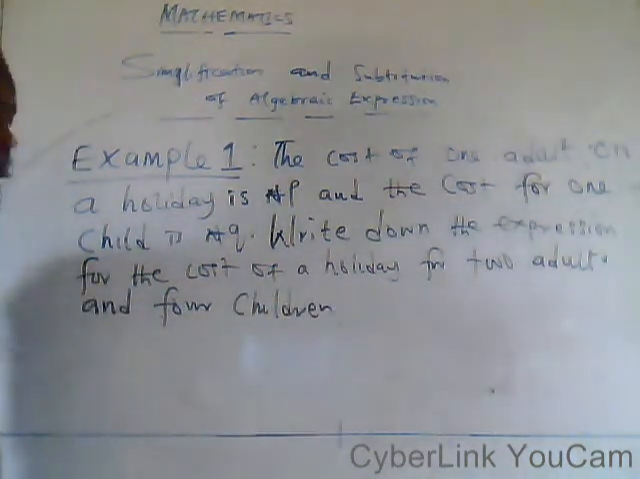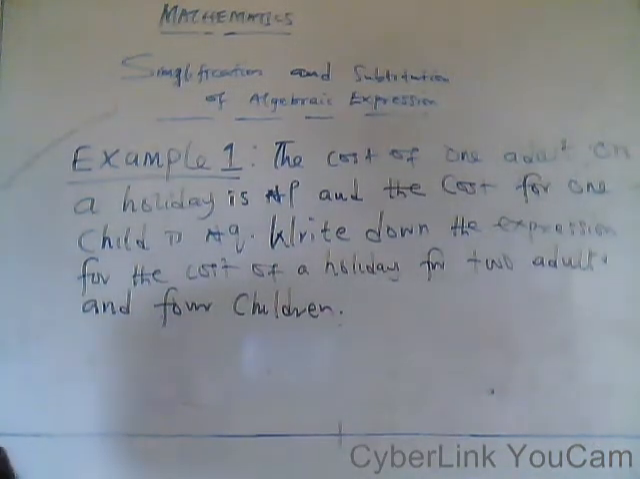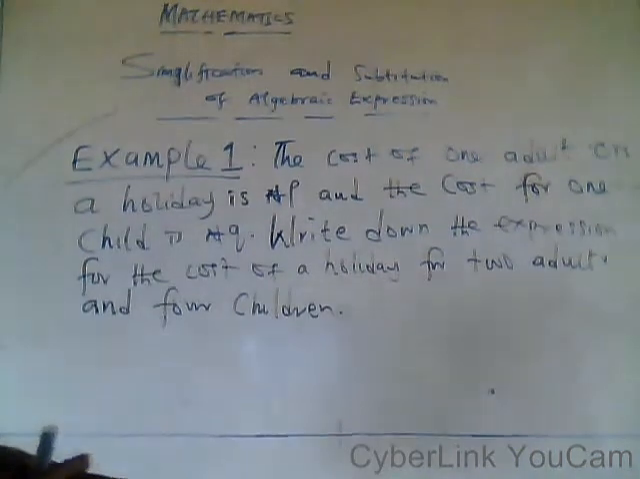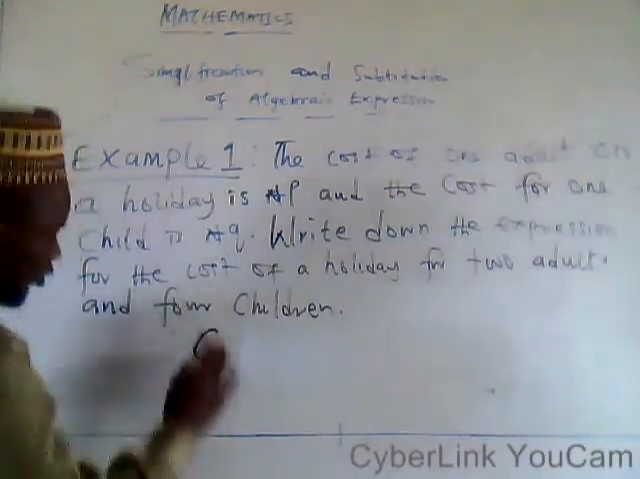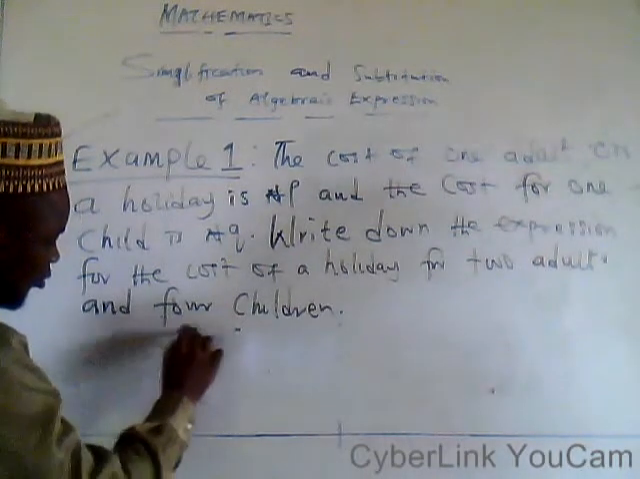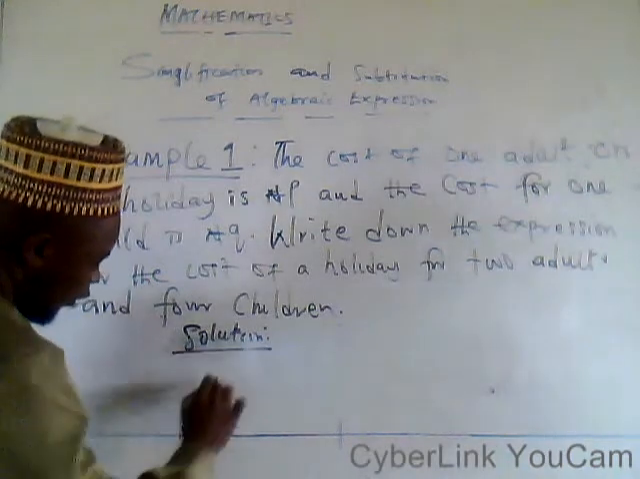Write down the expression for the cost of 2 adults and 4 children. So how do you do this? We need the cost. Let's write it. Very simple here. You don't need to do much here. Solution: we are looking for the cost.